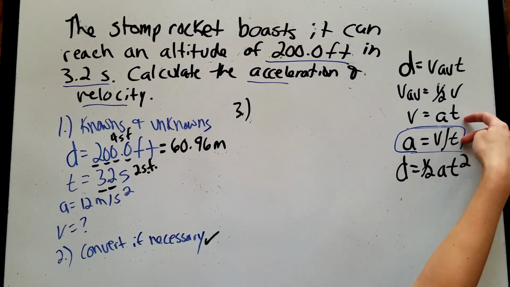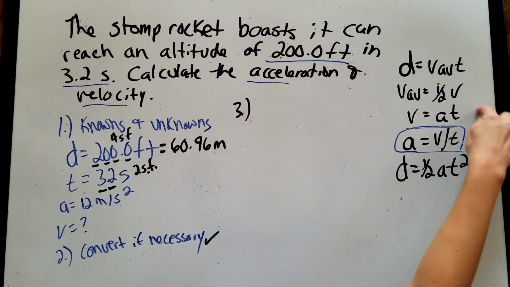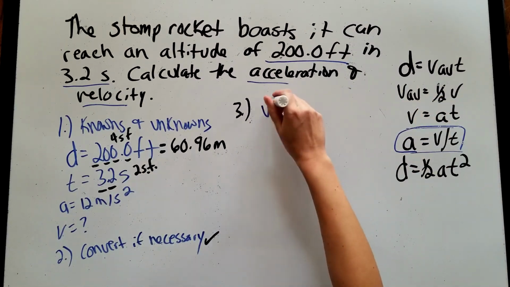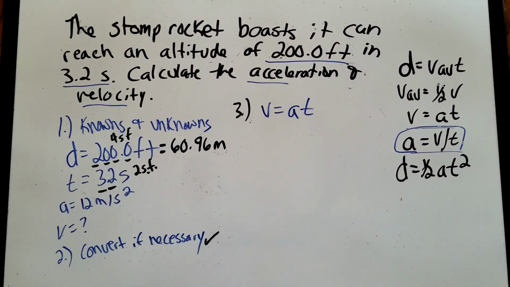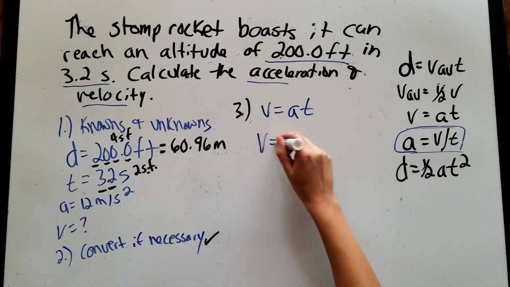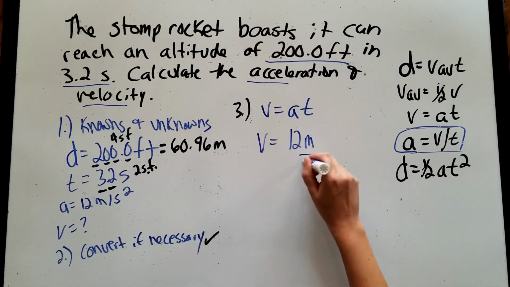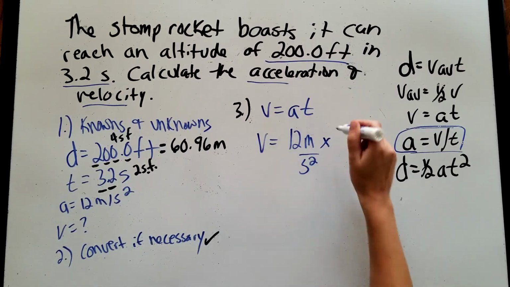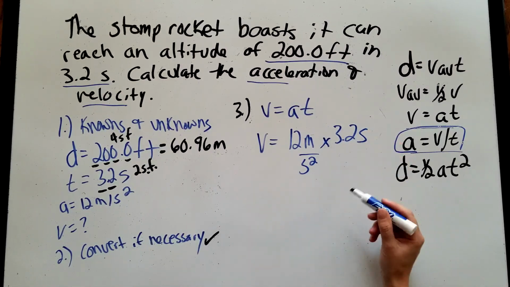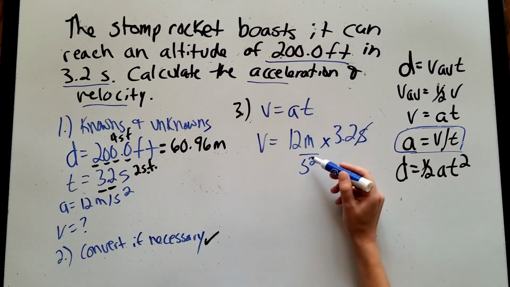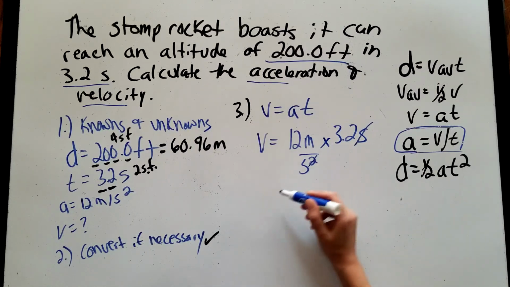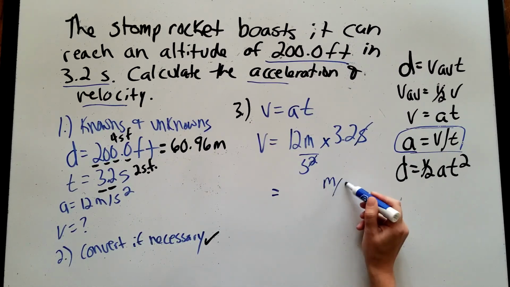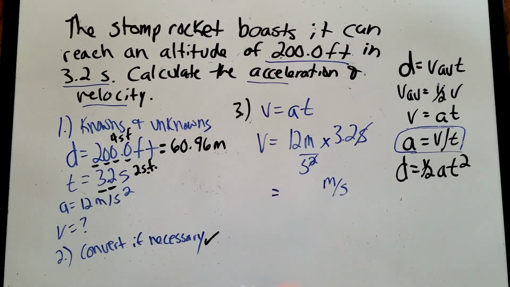So really, either of these would work fine because I don't have average velocity, so it has to be one of these 2. But I'm going to pick this top one where v is equal to at, because that way I don't have to do any rearranging. I can just plug in and solve. I'm going to put my 12 meters per second squared here. That's my acceleration. And I'm going to multiply that by my time, which is 3.2 seconds. Now notice this seconds cancels out with one of these seconds. So my units will be meters per second, which is good because that's what we want our velocity in.